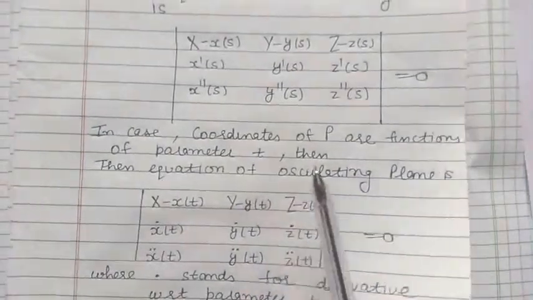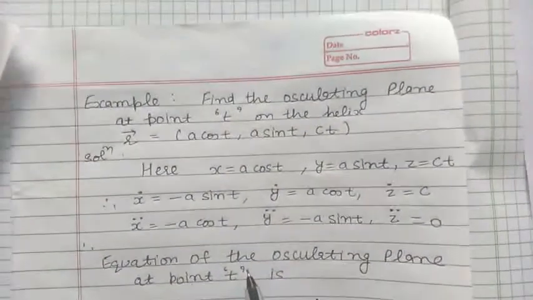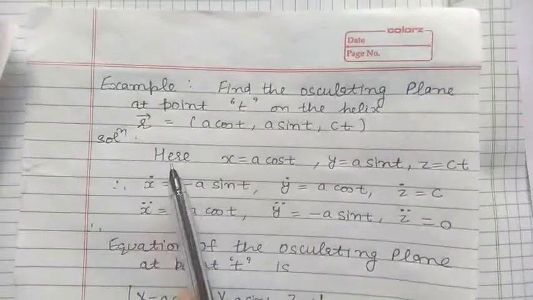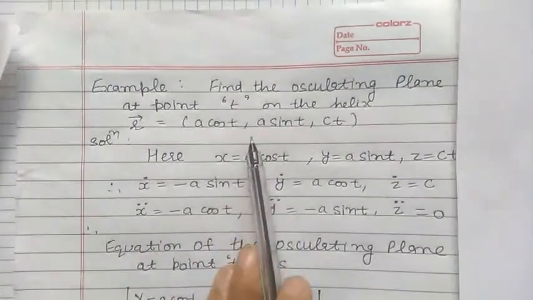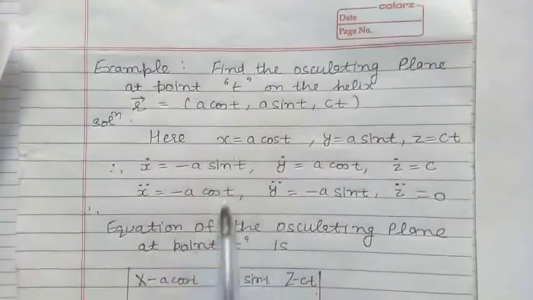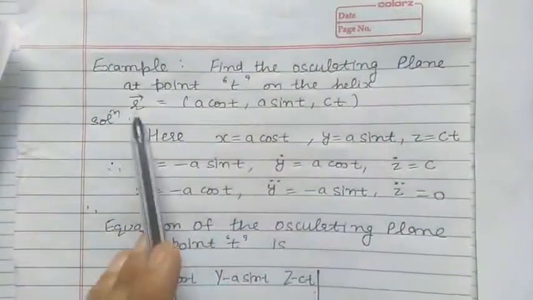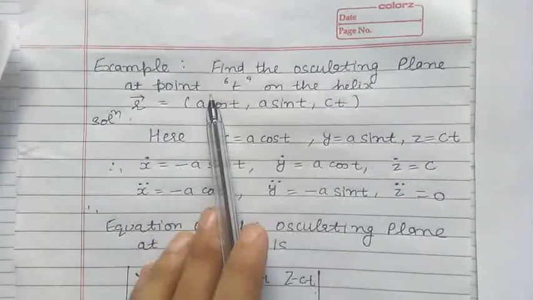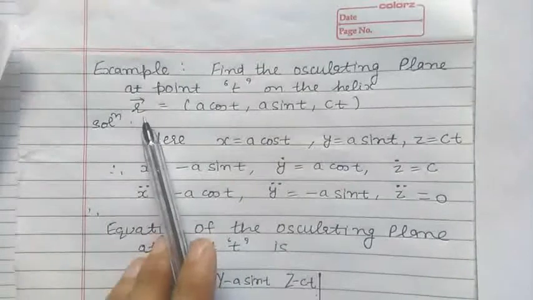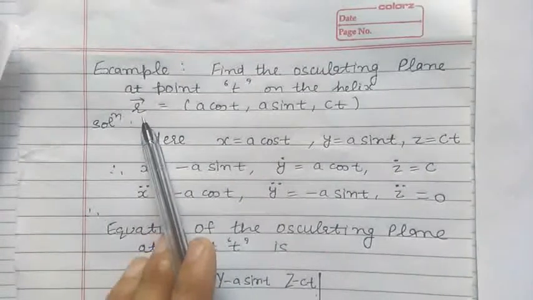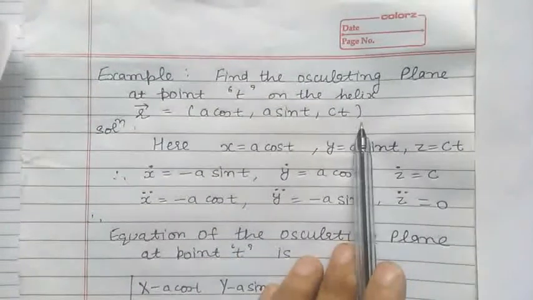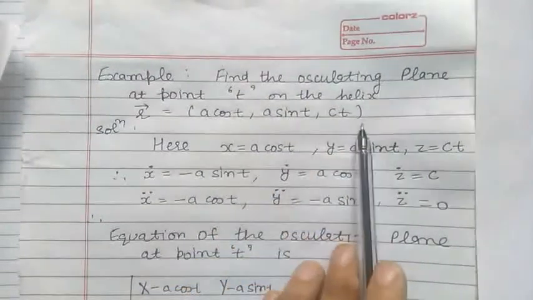Now let us see an example of how to find the equation of the osculating plane. In order to explain it further, let us take a curve which is a helix. We are to find the osculating plane at the point t for this helix. The parametric coordinates of a point on the helix are a cos t, a sin t, and ct. So this is x, this is y, this is z.